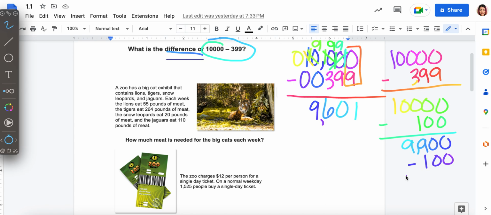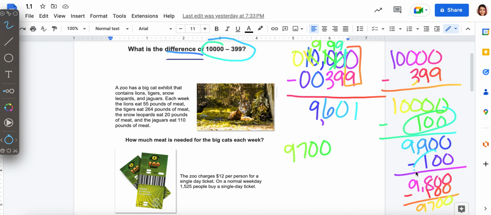So then I'm going to subtract another 100 because that'd be 200 and that'd be 9,800. Subtract another 100, 9,700. So I've already subtracted 100, 200, 300, and I need to subtract 399. So I just need to subtract 99. But if it's too hard for you, you can subtract by 10 until you get 90 or something like that. But I'm going to subtract 90 because that's an easy number for me as well.